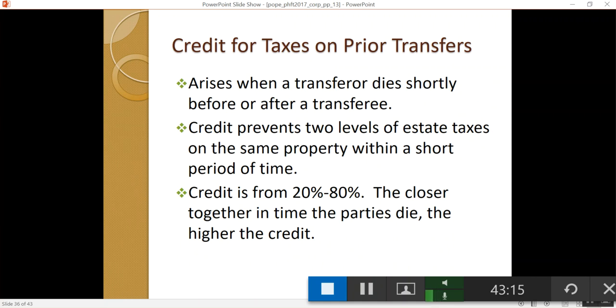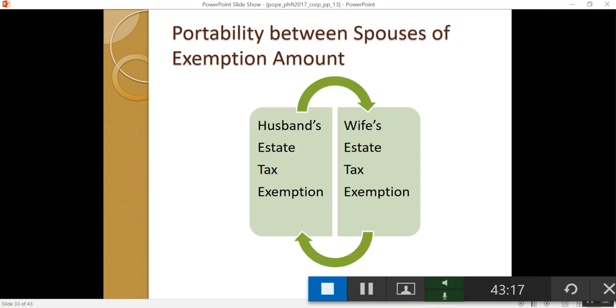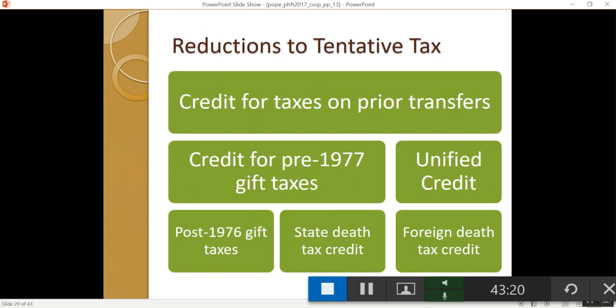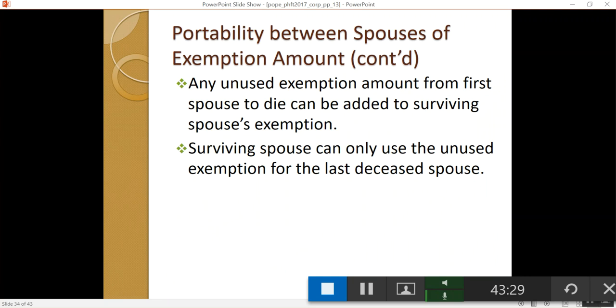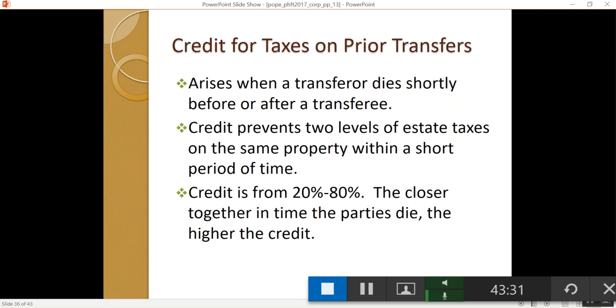Now, another kind of credit that we talked about on the prior slide were credits for taxes on prior transfers. And so we're going to talk a little bit about the rules with regard to those. This arises sometimes where, let's say Joe, we end up paying some estate tax on Joe's estate, on his taxable estate.